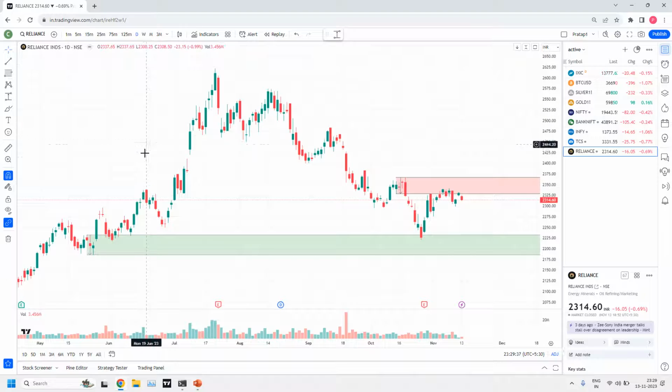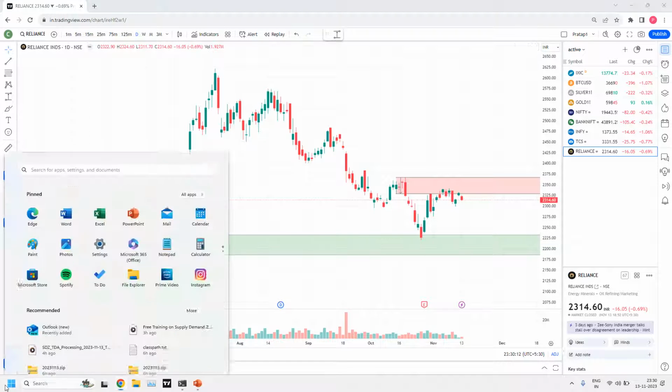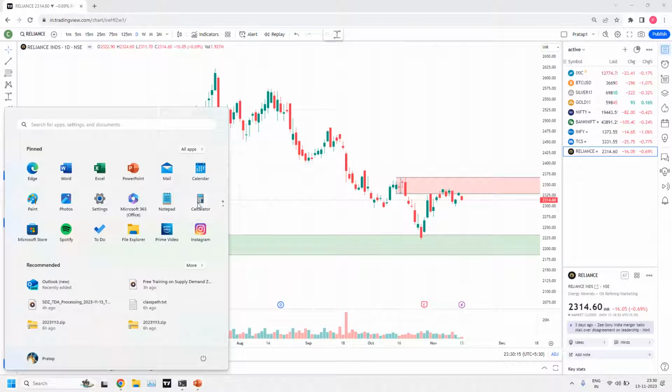How are they changing? Whichever candle the cursor is referring to, look in the vertical direction: which candle is referred? That candle's data is displayed here. If I move my mouse, the next candle's data is displayed. Similarly, place your mouse on the first candle in the zone and look at the open, high, low, close values. What is the high of that candle? It is 2232.70. Let me open a calculator.